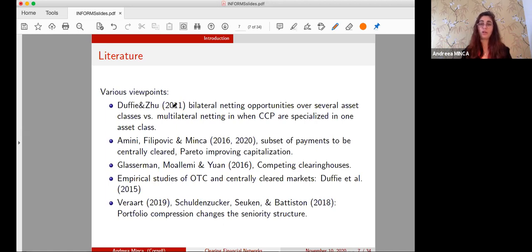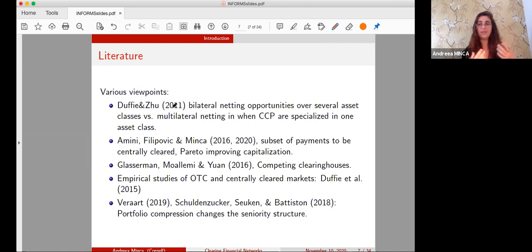In some of our work, we have looked at other viewpoints regarding clearinghouses. What happens if you choose a subset of payments to be centrally cleared? So what if you don't let all the network go through the clearinghouse? Also, is there a way to find a capitalization of the clearinghouse? Is there a way by which the members of the clearinghouse, meaning the financial institutions that are going to clear through that clearinghouse, can fairly participate in the capitalization of the clearinghouse?